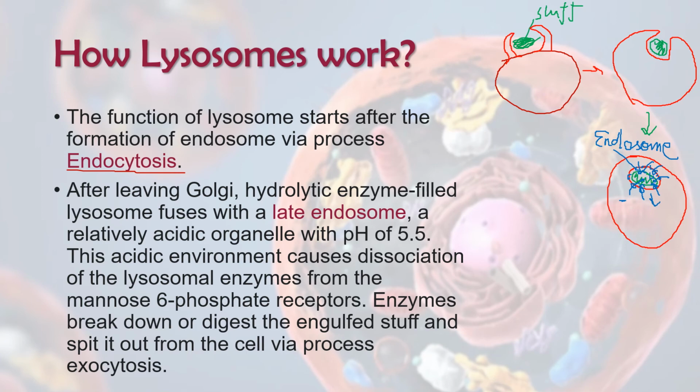So this one is the late endosome. This is the late endosome because it continues to pump protons inside the lumen and becomes more acidic. Now this late endosome fuses with the lysosome.